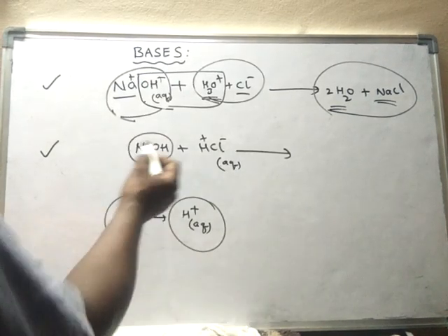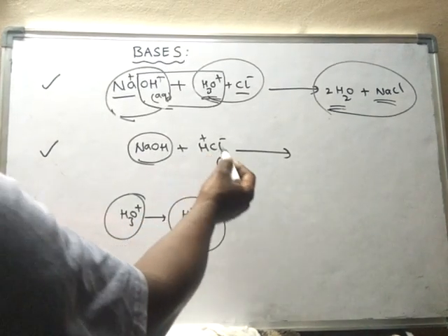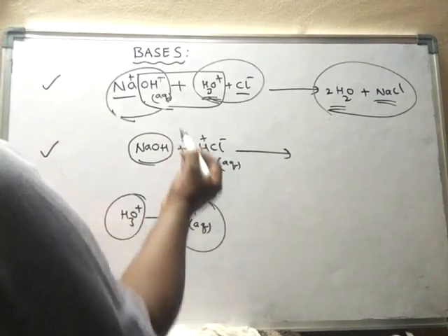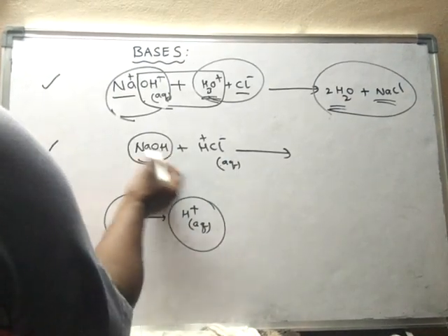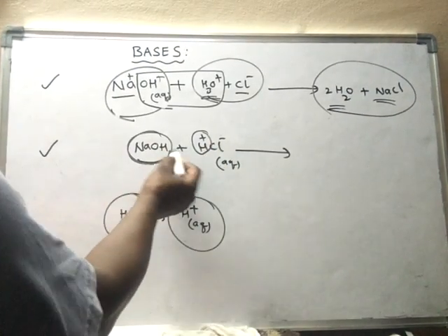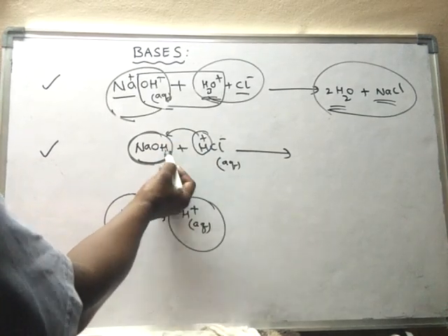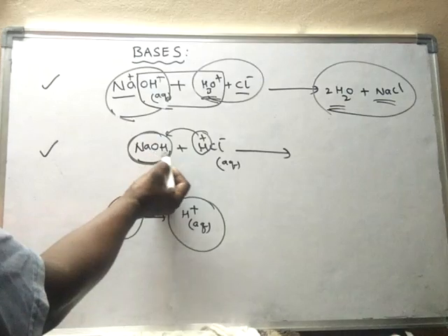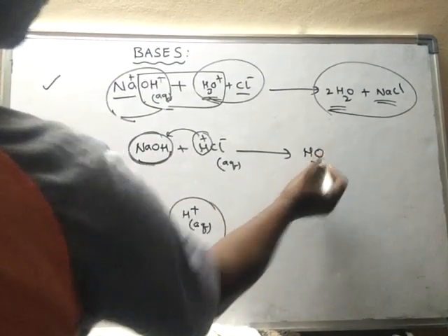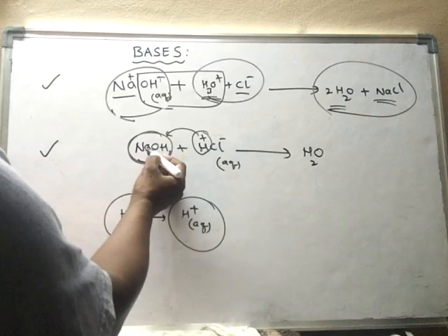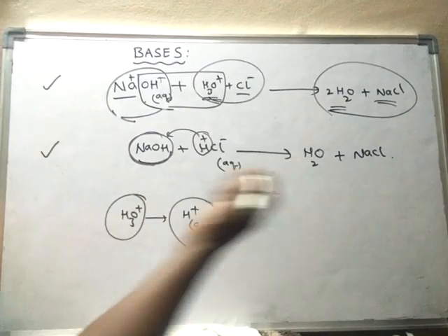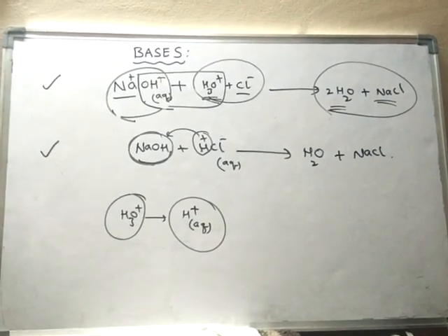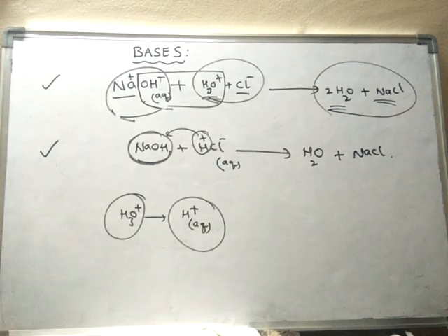A base is a compound which accepts proton to form salt and water. So what happens? This base will accept this one. When it accepts this one, this H plus will react with OH to form H2O, and what is left over here? Cl minus is left over here, and Na plus is left over, so it forms NaCl. So like this. Both are same only, but this is another way of defining bases.